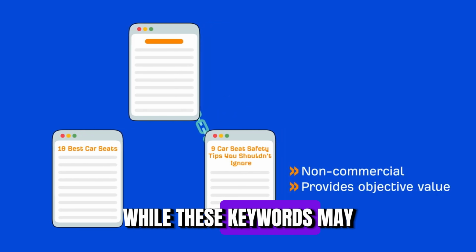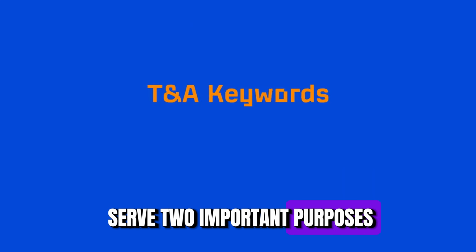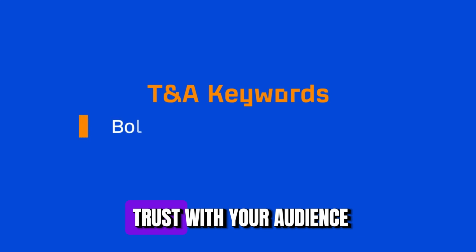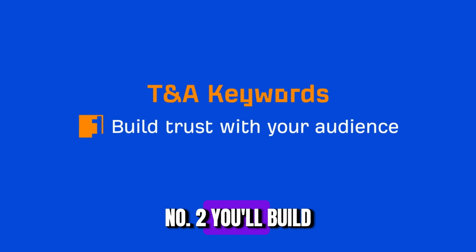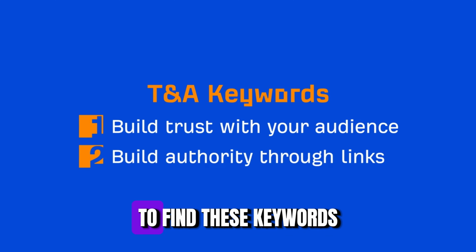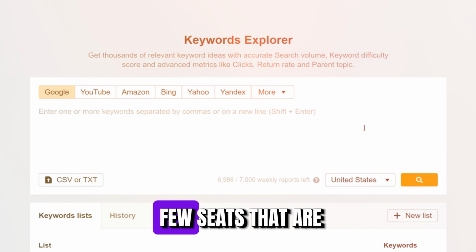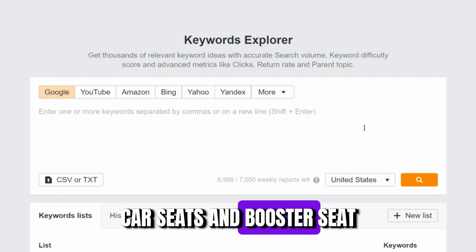Now, while these keywords may not directly contribute to your revenue, it'll still serve two important purposes. Number 1, you'll build trust with your audience since you're creating helpful content. Number 2, you'll build authority through links. Hence trust and authority. To find these keywords, let's search for a few seeds that are related to car seats like car seat, car seats, and booster seat.